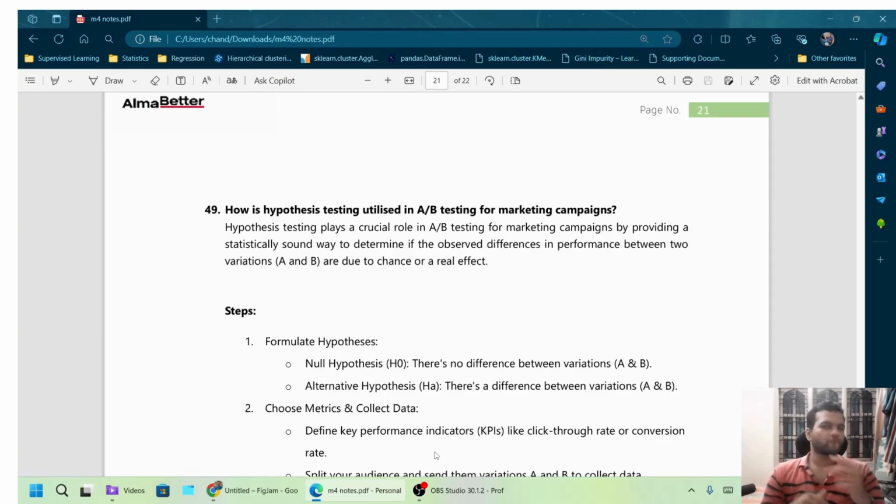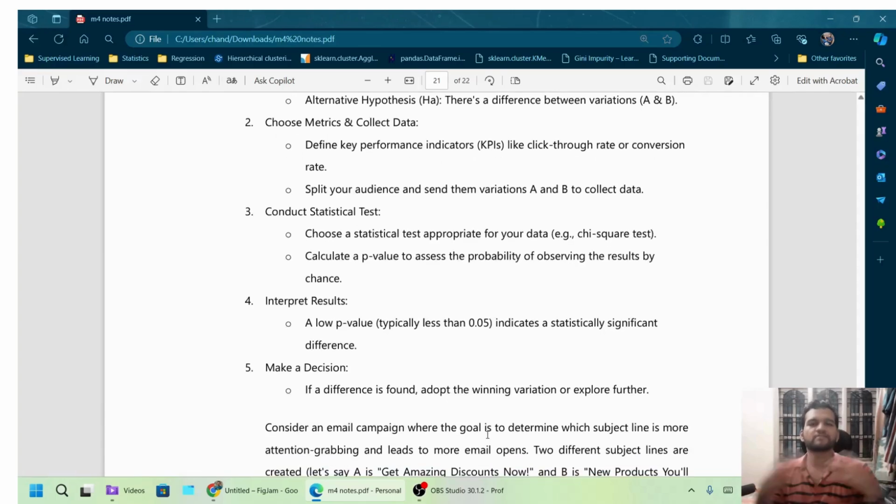Step 1. We will formulate the hypothesis. First, the null hypothesis: there is no difference between the variations. Second, the alternative hypothesis: there is a difference between A and B. Next, we will choose the metric and collect the data. We will define a key performance indicator, like whether the customer clicks, or how many seconds they spend, and we will split our audience into two groups, A and B.